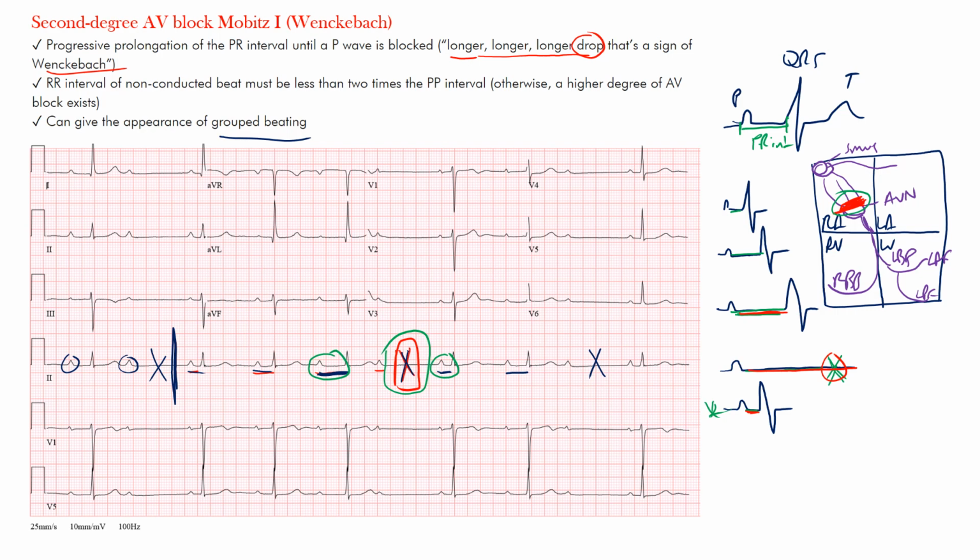Again, the clinical significance: this is often benign with often minimal hemodynamic instability. There's a lower risk of progressing to third degree or complete heart block. We'll see with Mobitz type 2 that there's a greater risk, and that tends to be something that we want to manage earlier on, okay? So again, most patients, it's typically benign, but we can see this. So again, progressive prolongation of the PR interval until a P wave is blocked and there's no conduction to the ventricles, therefore no QRS complex that you see. All right. Remember, longer, longer, drop, that's a sign of Wenckebach.